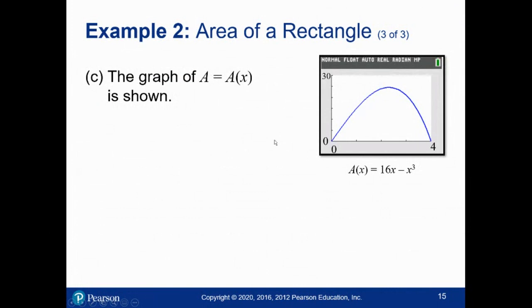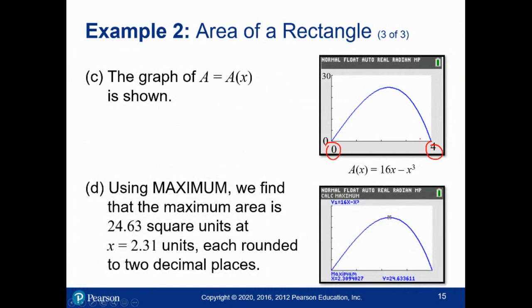So here's the graph of that function, 16x minus x cubed, with the domain restriction starting at 0 and going to 4. Using the maximum function, you can find that the maximum happens at x is about 2.31.